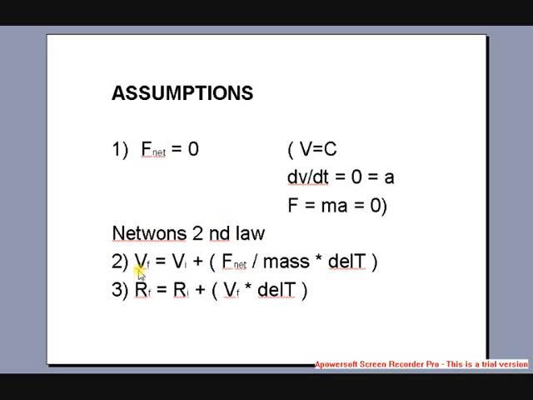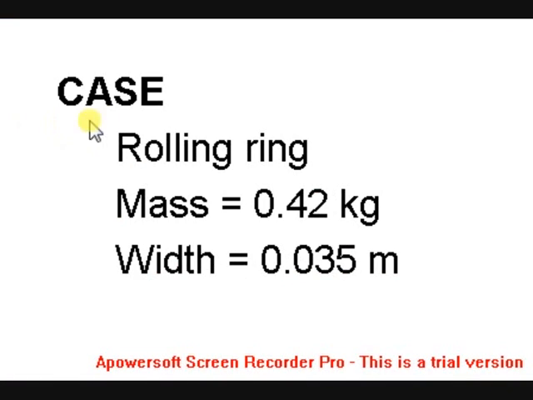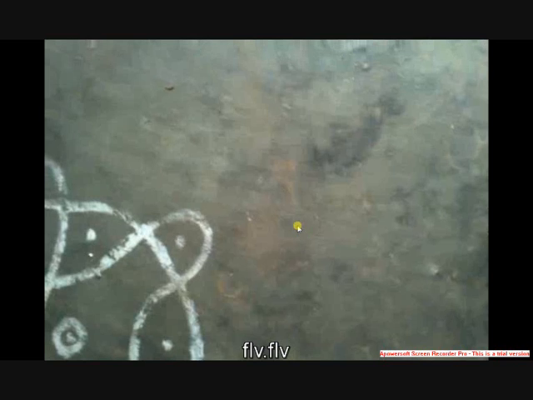Applying Newton's second law, final velocity is equal to initial velocity plus net force divided by mass into delta t, and also the final position is equal to initial position plus final velocity into delta t, which is actually the change in displacement. The case assumed here was the rolling ring, whose mass was found to be about 0.42 kgs and width was found to be 0.035 meters, which was used for calibration.